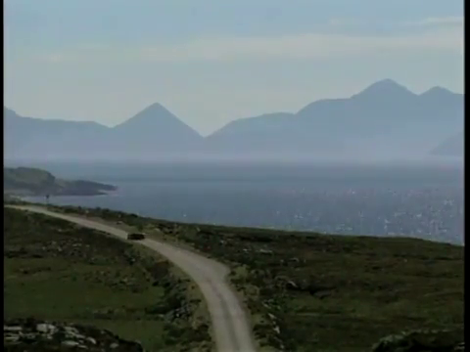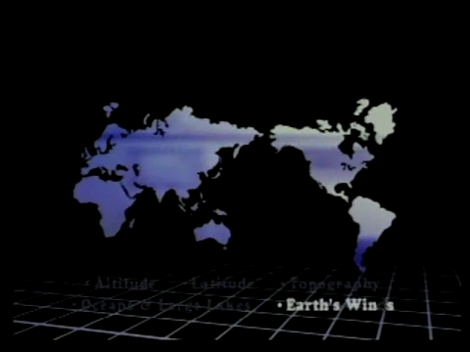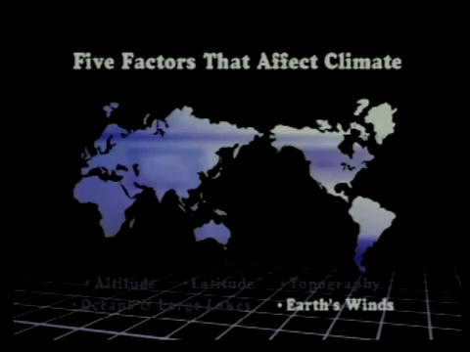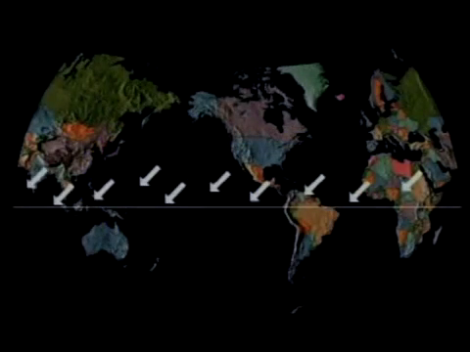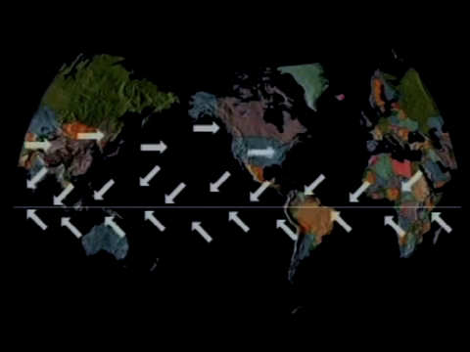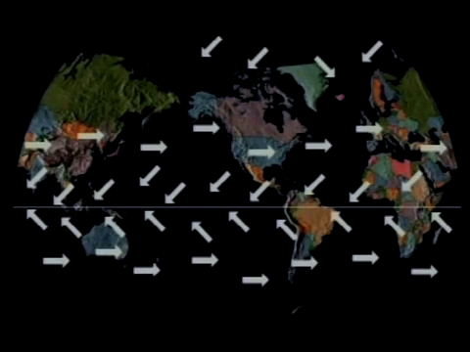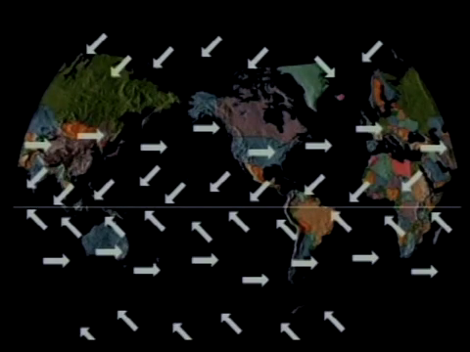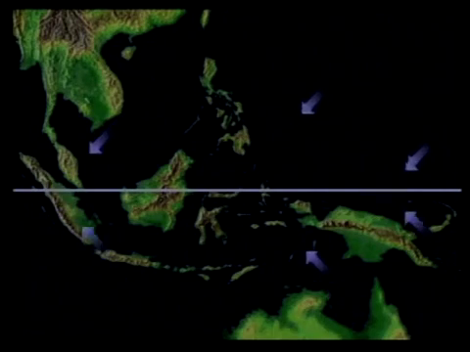Now, on to the Earth's winds, the last of the 5 factors we'll discuss that affect climate. There are 6 belts of winds that encircle the Earth. They push along warm and cold air masses, moisture, storms, and pollution. What are called trade winds meet near the equator, causing air to rise. As it does, rain clouds form. This band of cloudy, rainy weather near the equator is known as the doldrums.